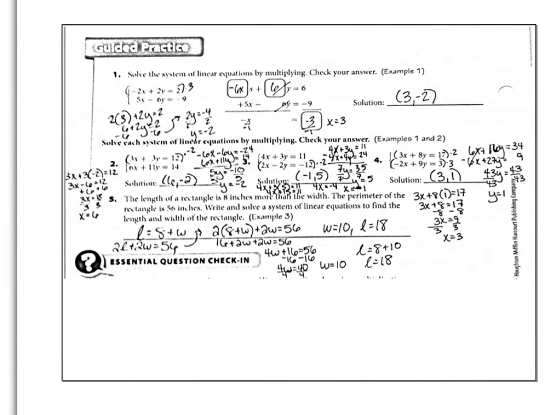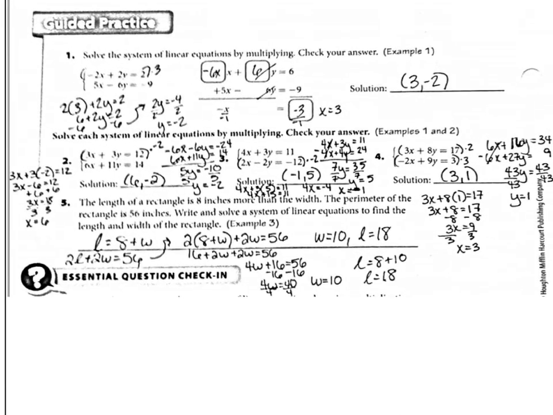Here are your 5 homework problems. Let me zoom in just a little bit more here. Number 1, your answer is 3, negative 2. The best thing to do would have been to take the top equation and multiply it by 3. You also could have multiplied the top by 5 and the bottom by 2 to make your x's cancel, but that would have taken more work.